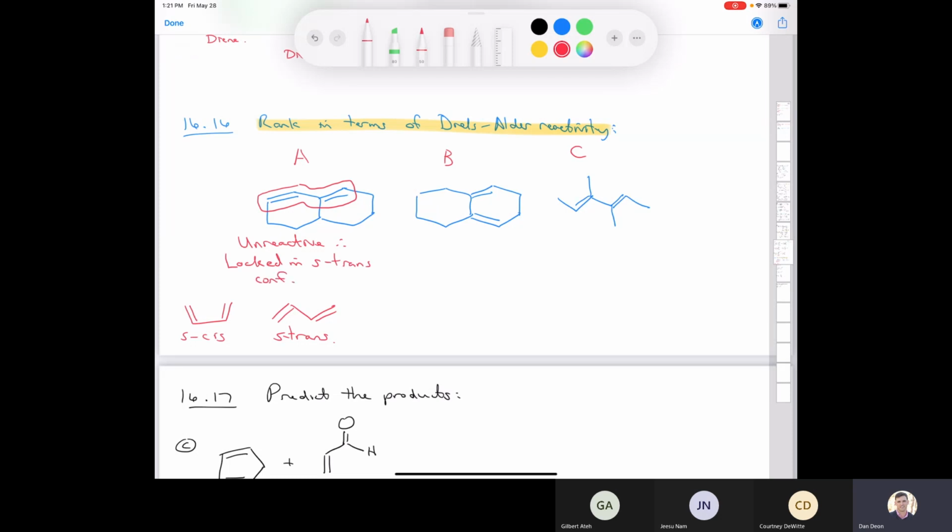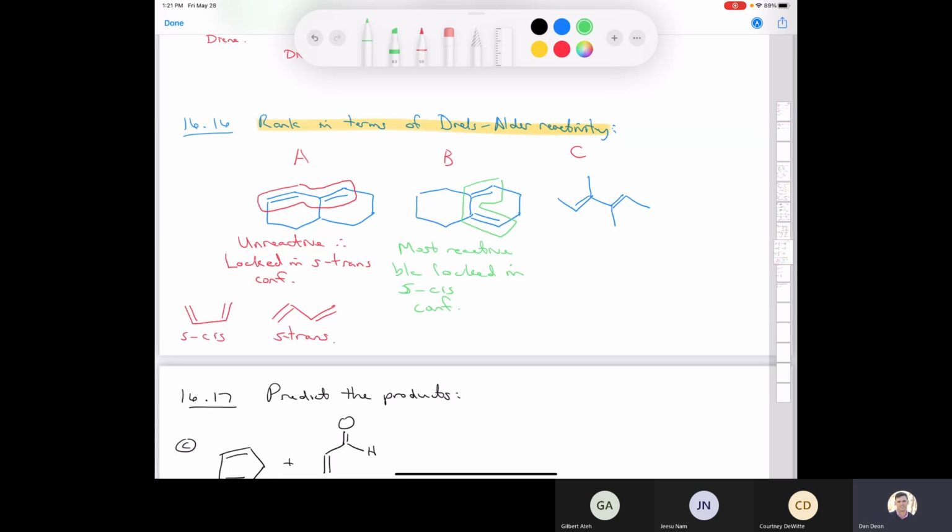All right. Now, if I look at the other two, what's interesting about B is that it's going to be the most reactive. Why would that be? Because if you look at the diene here, it's locked in the bicyclic system. So most reactive, because locked in S-cis conformation. So that one is going to be the most reactive.